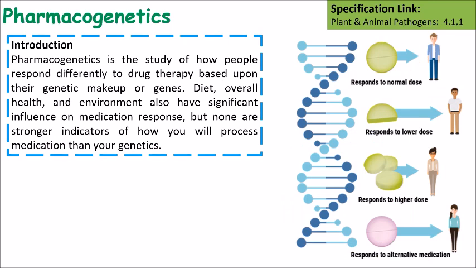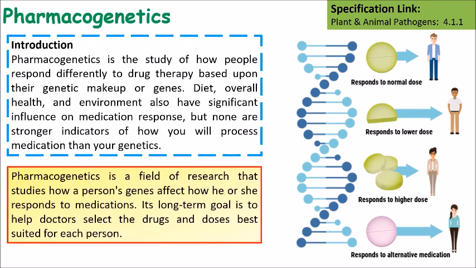Pharmacogenetics is the study of how people respond differently to drug therapy based upon their genetic makeup or genes. Diet, overall health, and environment also have significant influence on medication response, but none are stronger indicators of how you will progress with medication than your genetics.